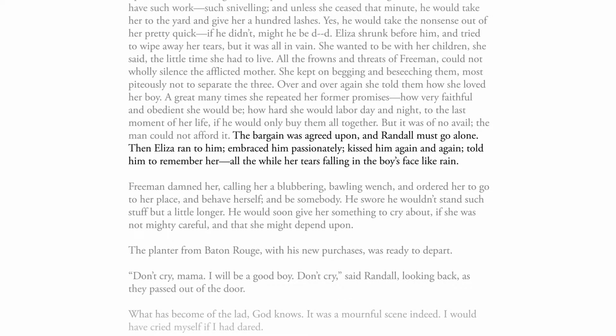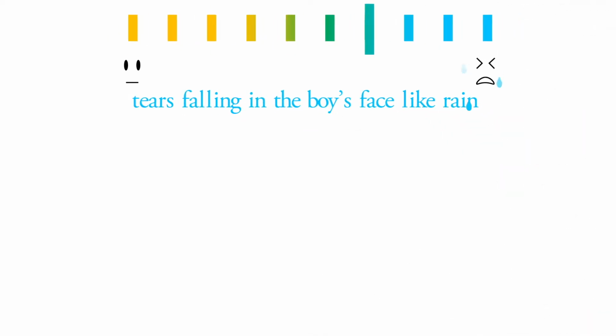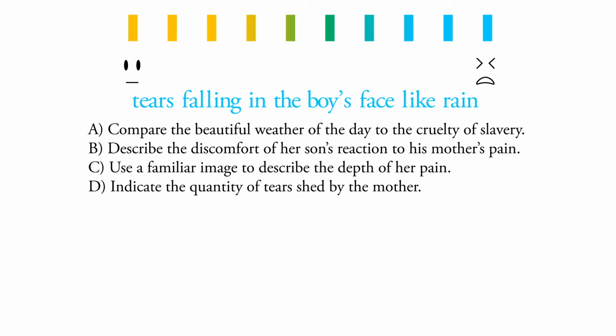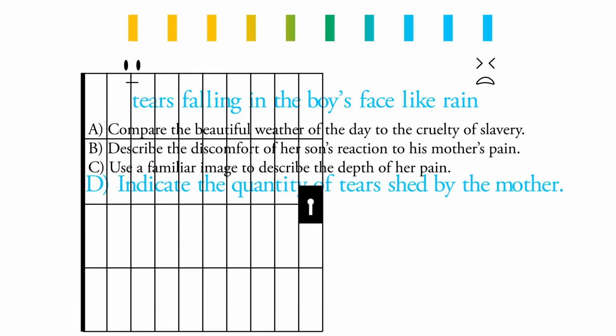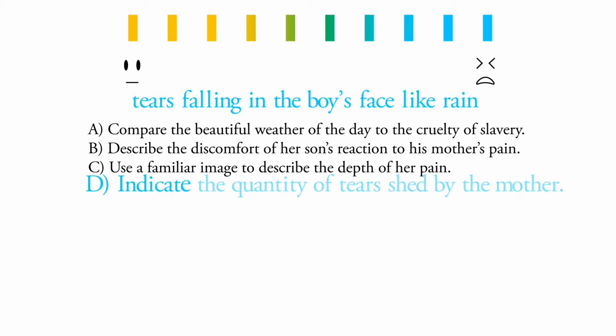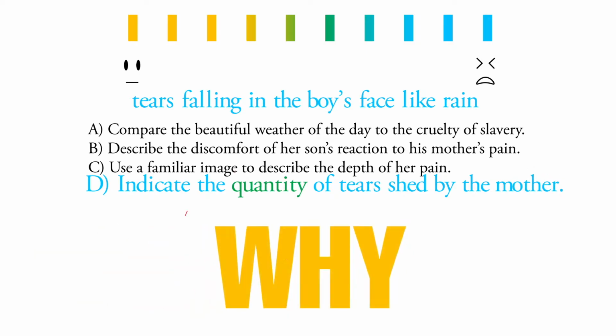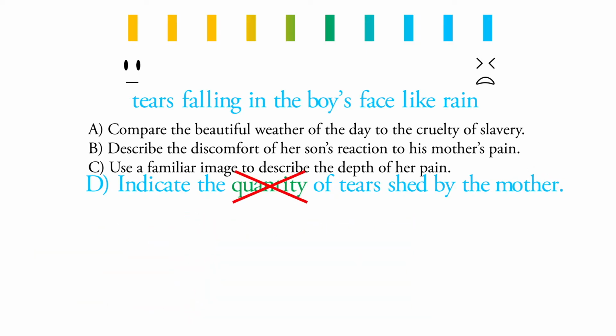So, either with or without having returned to the passage, you should be thinking, okay, the author uses this simile to show how sad Eliza is. So let's look through our answer choices. You want to watch out for choice D because it is a trap answer. It says, indicate the quantity of tears shed by the mother. Well, this is not why the author uses a simile. It's not to say that she cried a lot, as in the number or quantity of tears.